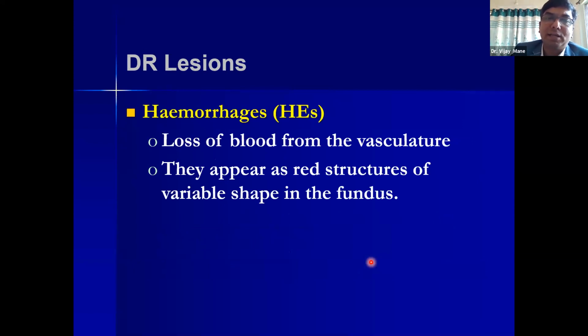Once they start leaking blood, it forms a rupture of the blood, and that is called a hemorrhage. So both of these are related to a swelling, detachment of the blood vessel, and leaking of blood.